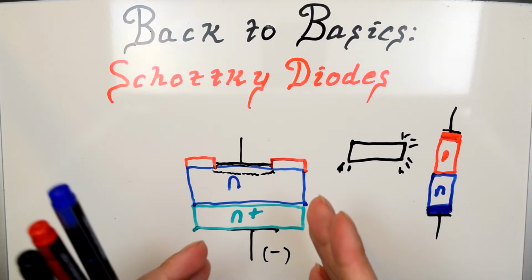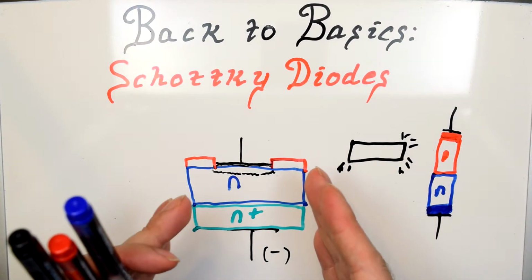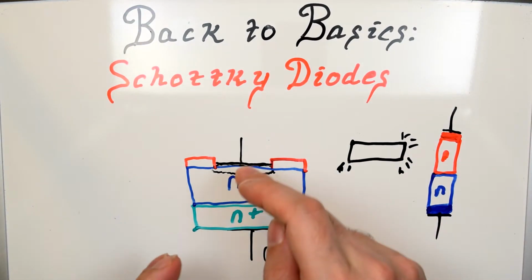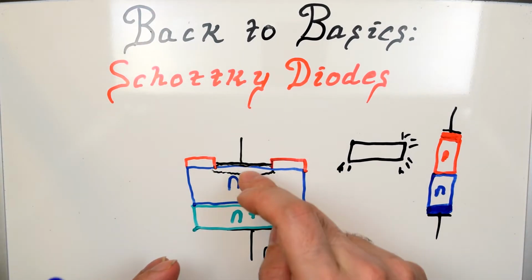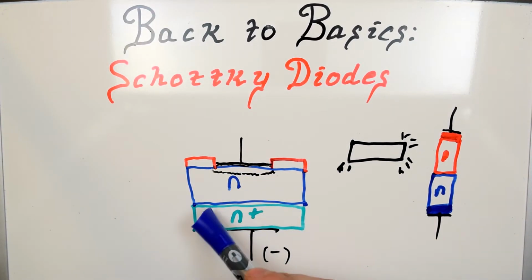But we want that to happen with a Schottky diode, because we still need that depletion layer. So we allow it to form between the metal of the electrode and the semiconductor material. And then we just heavily dope the other end so that there's no depletion layer at the cathode.